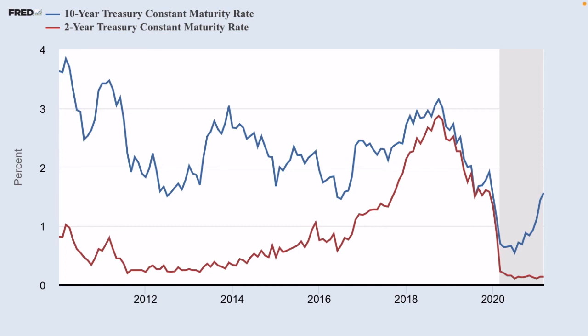We got a decent difference between the 10-year and the 2-year right now, but I thought it would be helpful in adding context to where we're at, just viewing the different visuals that I have here.